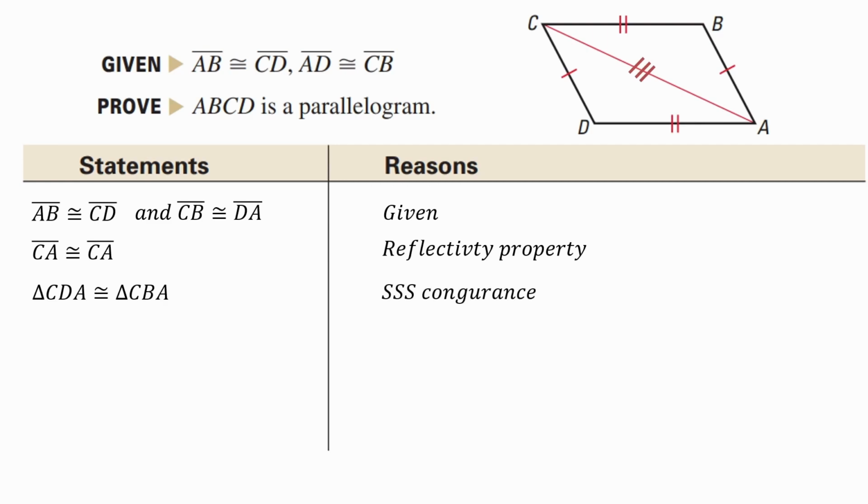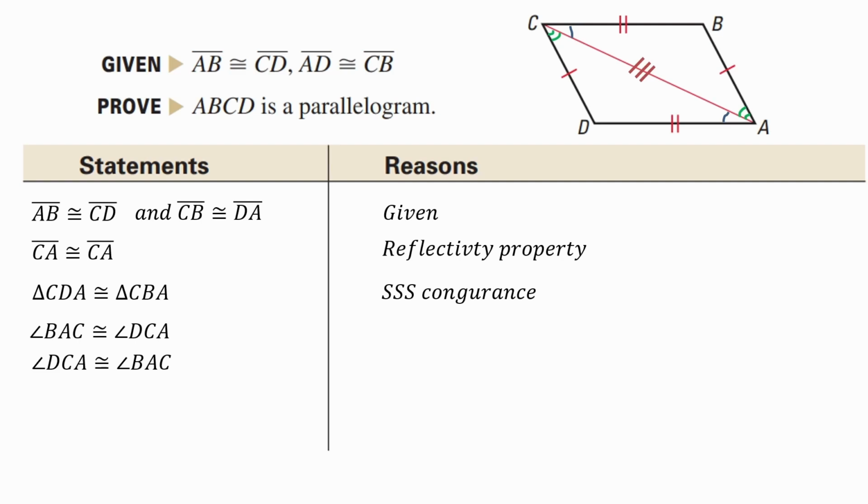Once we know that the triangles are congruent, their parts are congruent, so we can say that angle BAC is congruent to angle DCA. And we can also say that angle DCA is congruent to angle BAC. And I showed you the marks on the graph to indicate the congruence.